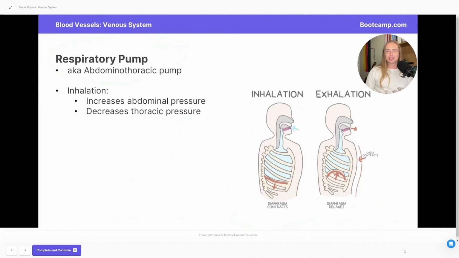The other pump used to get blood back towards the heart is the respiratory pump, or sometimes called the abdominothoracic pump. It's called the abdominothoracic pump because it utilizes our thoracic cavity's pressure, which is above the diaphragm, and our abdominal cavity's pressure, which is below the diaphragm.